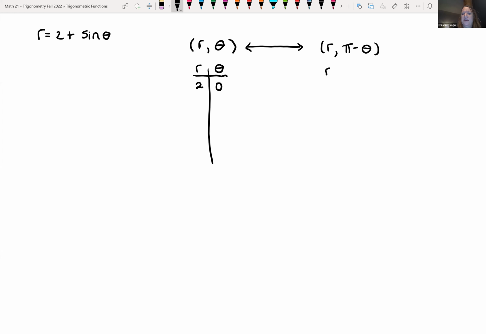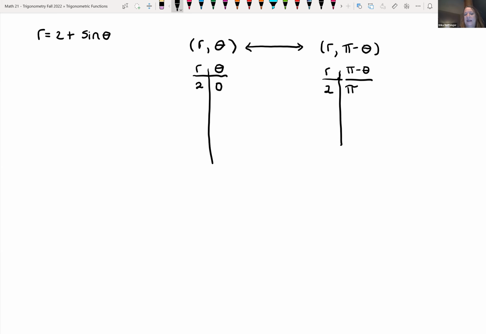And so I know that here I would still have 2, but pi minus 0, again, I just said is pi. So we have a point also at 2 pi. Let's look at another value.